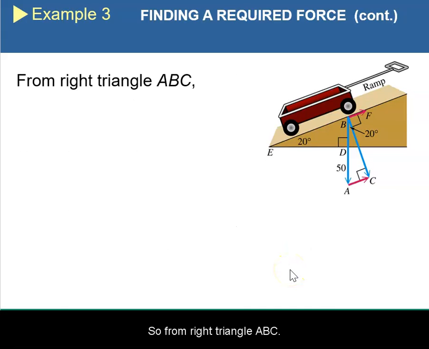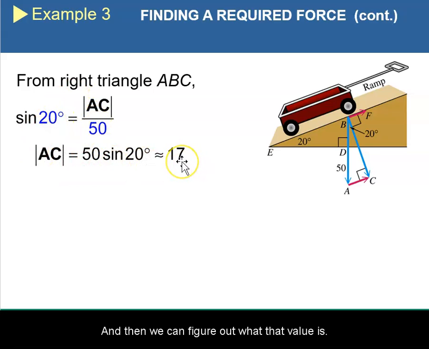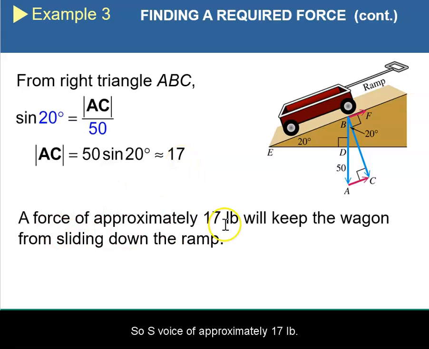Okay, so from right triangle ABC, sine of 20 is going to be AC over 50, right? So this is the hypotenuse here, so it's 50, so it's the opposite over the hypotenuse. So AC is 50 sine 20 when we move this around a little bit, and then we can figure out what that value is. So a force of approximately 17 pounds will keep the wagon from sliding down the ramp.